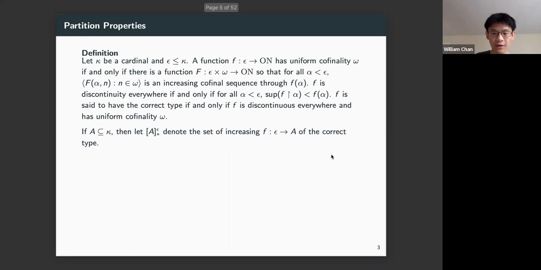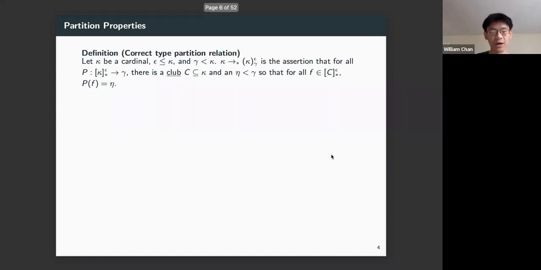Using these correct type functions, we get the correct type partition relation, which is a little more convenient to use because the homogeneous sets are clubs. Let kappa arrow star kappa epsilon sub gamma assert that for every partition of kappa to the epsilon of the correct type into gamma many pieces, there is a club subset C of kappa and an eta less than gamma, so that every f from epsilon into this club C of the correct type lands in the eta-th part of the partition.